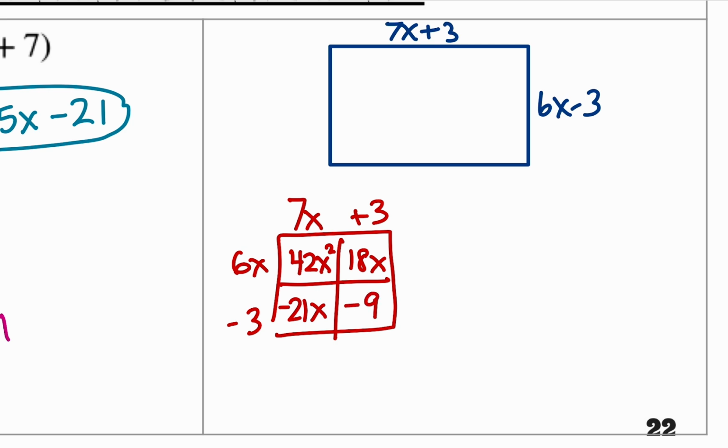Okay, now I'm going to start combining my like terms. Again, remember my like terms are going to be on these diagonals. 42x squared doesn't have anything to combine with. Negative 21 and positive 18, I have more negatives. I've got 3 more negatives. Okay, and then minus 9. And that is my answer.